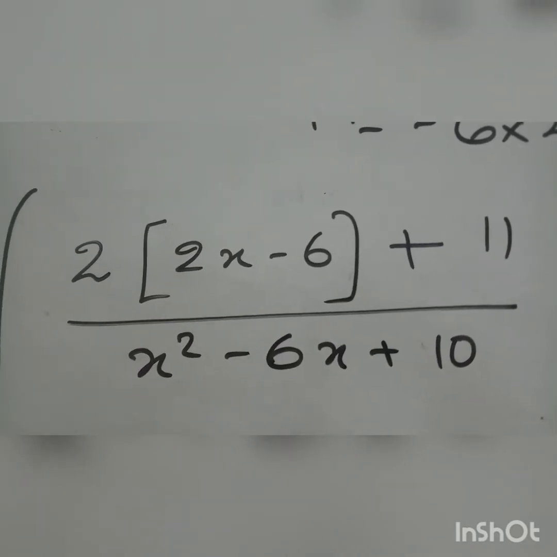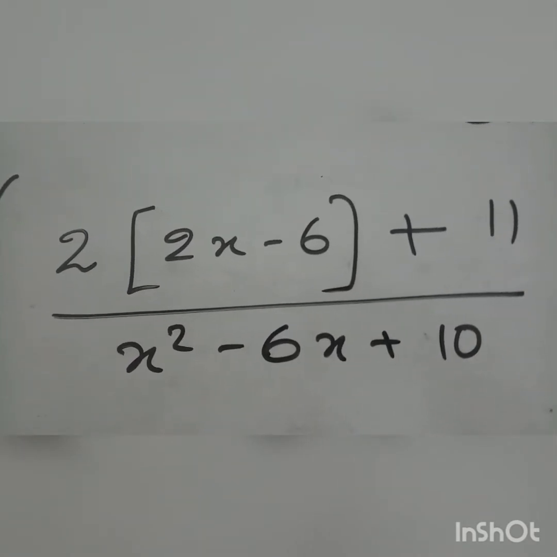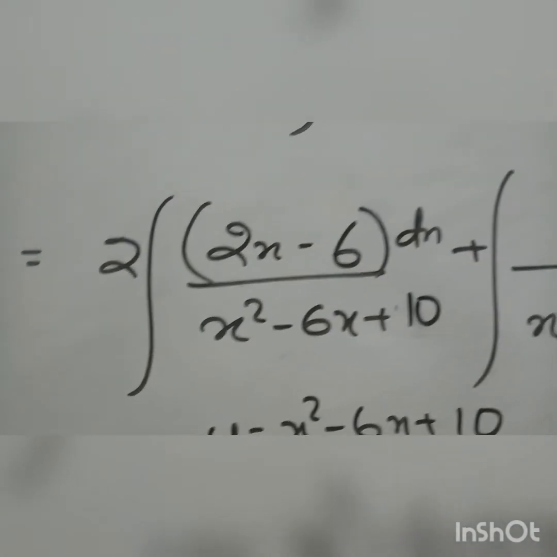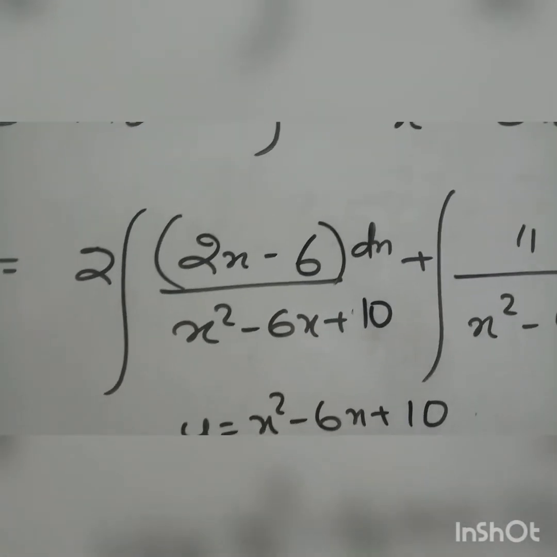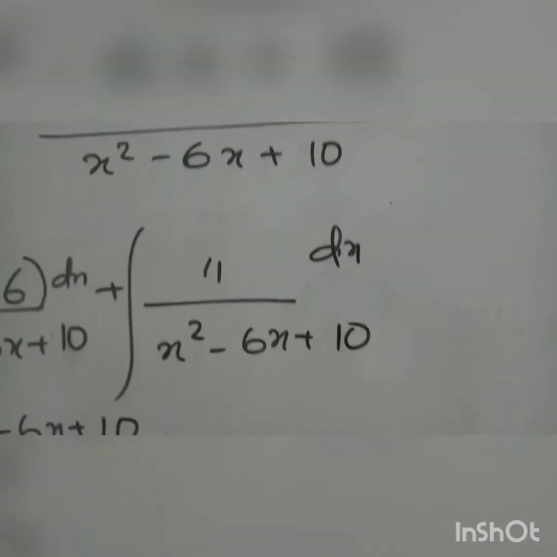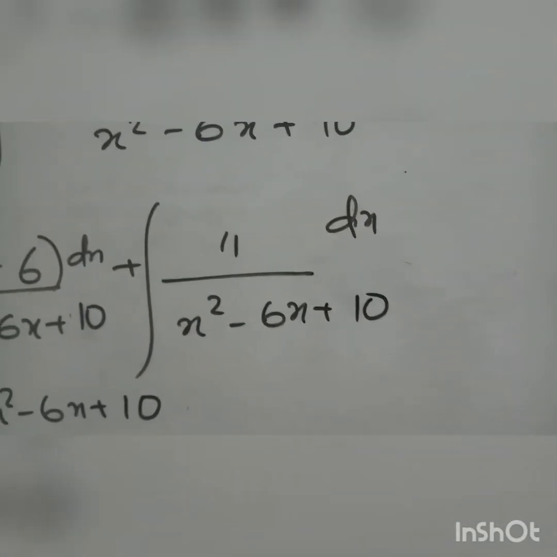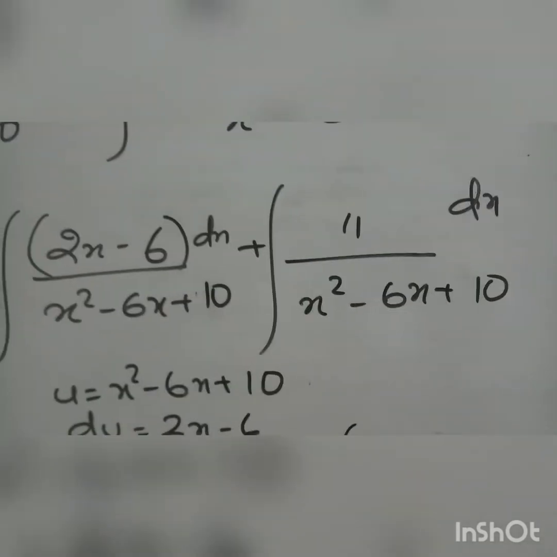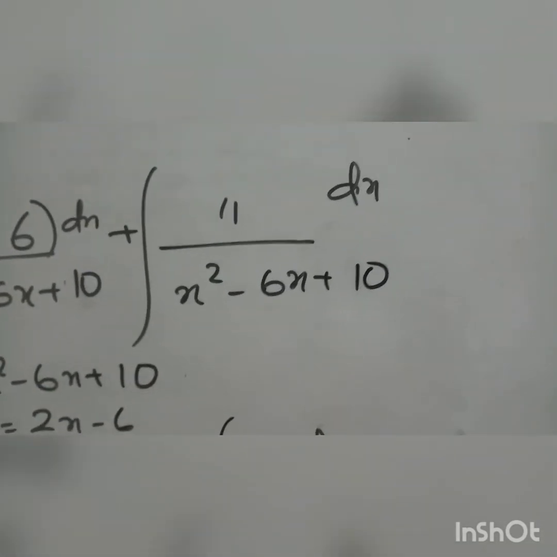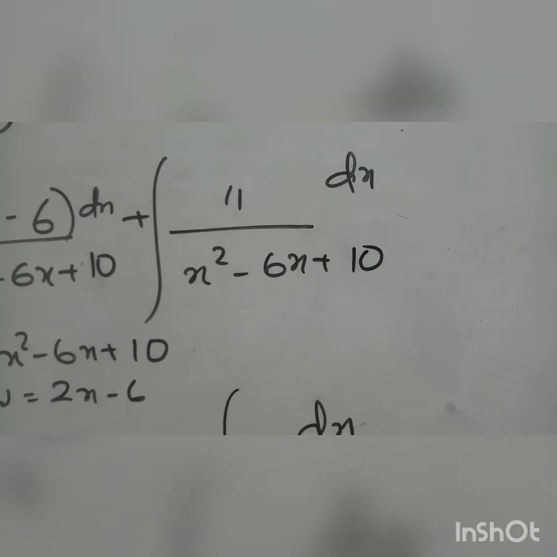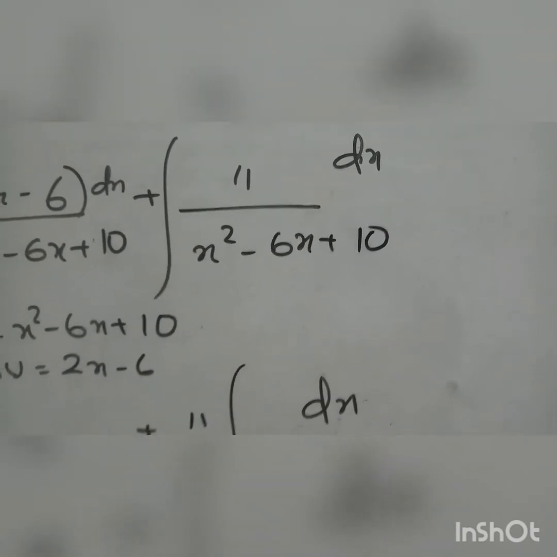The numerator is same as 4x minus 1 and split this: 2 into 2x minus 6 dx divided by x square minus 6x plus 10, and the constant 11 divided by x square minus 6x plus 10. You know the method for solving the second one. The denominator is quadratic, so split that one into two perfect squares.